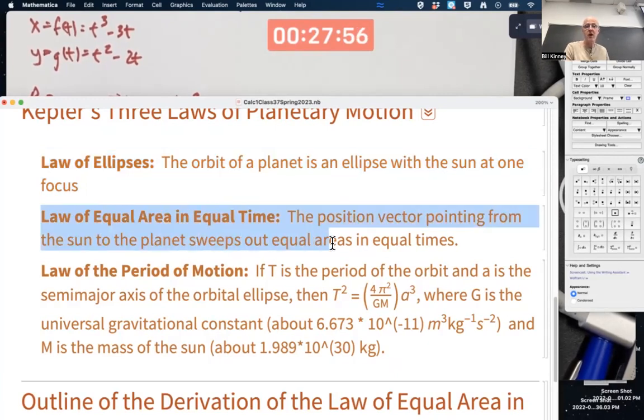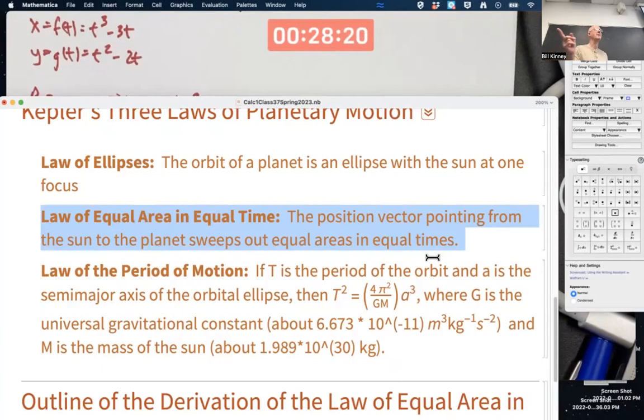Anyway, there's also something called the law of equal areas and equal times. The position vector, pointing from the sun to a planet, sweeps out equal areas in equal times. What that effectively means is that when we're closer to the sun, we move faster than when we're further away from the sun. Because to sweep out an equal area when you're closer, you'd have to go faster.